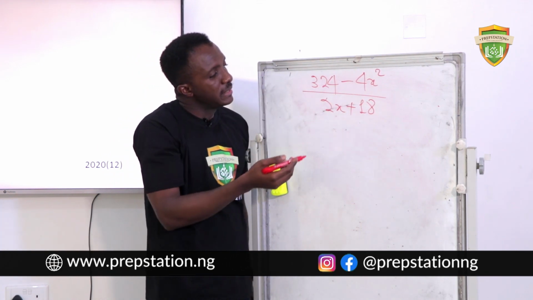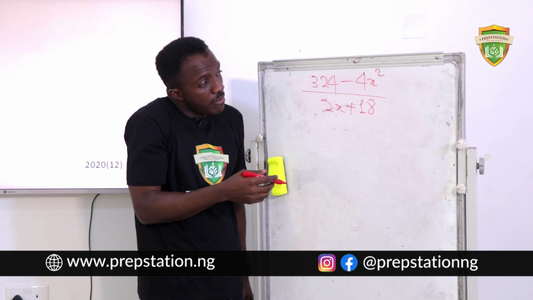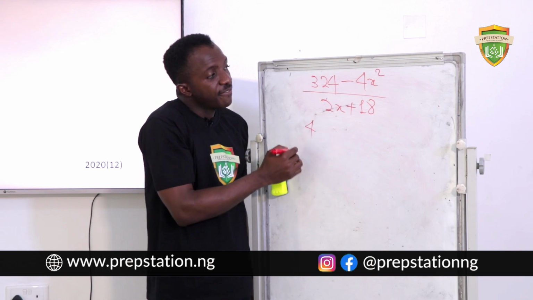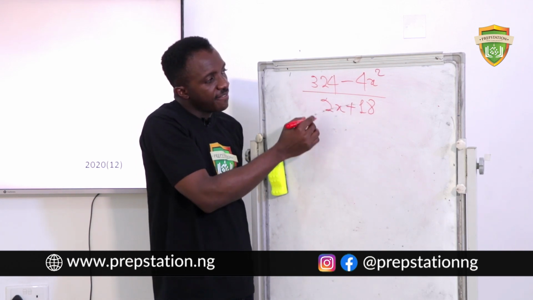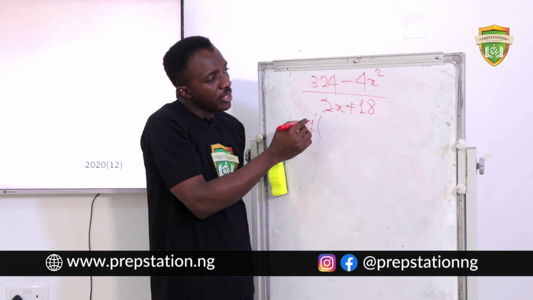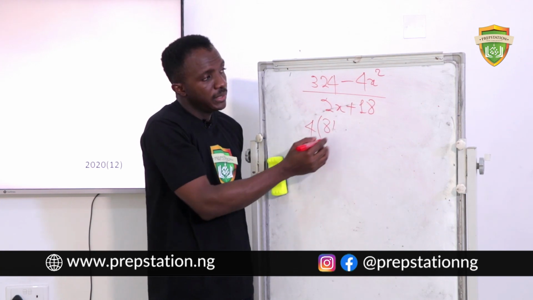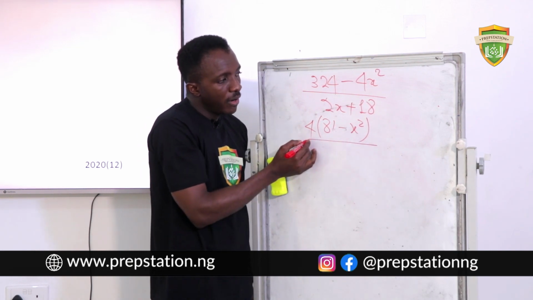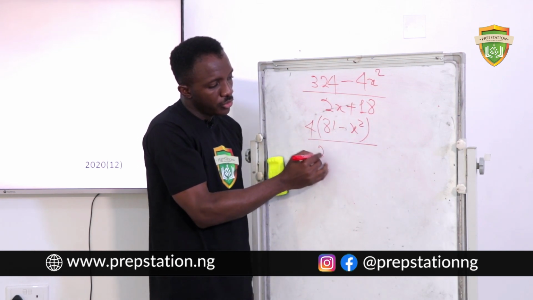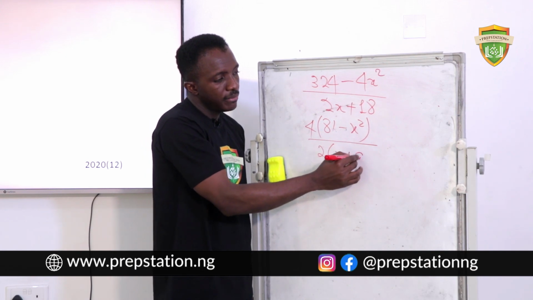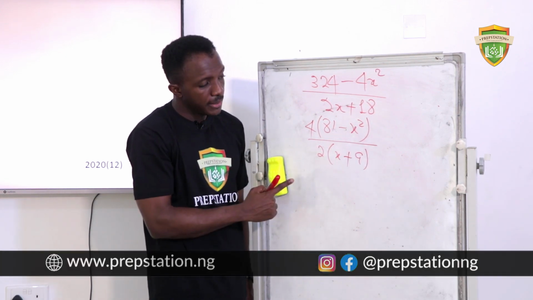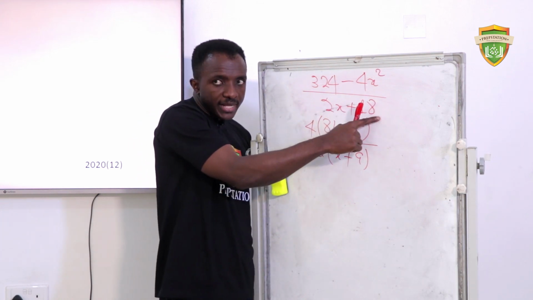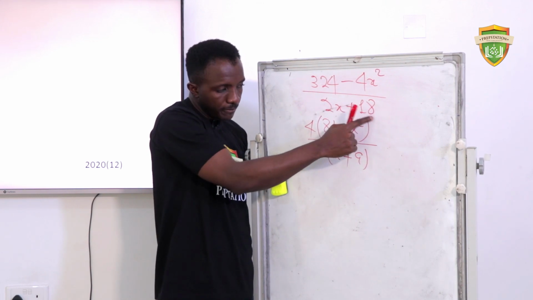First of all, we can decide to factorize. If we take 4 out, this would give us 81 minus x squared. Look at that. Over, what is coming here? 2 into x plus 9. You see this? 81 minus x squared. We have also factorized the denominator. 2 is common to both.